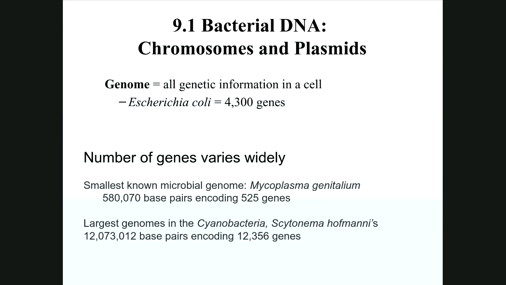But some of the largest genomes of bacteria occur in the cyanobacteria, those photosynthetic bacteria, and they have more than 12,000 genes. So quite a bit more than E. coli. So it can vary quite a bit. And we have more than that, but you know, we're not microbes, and we're focusing on microbes.